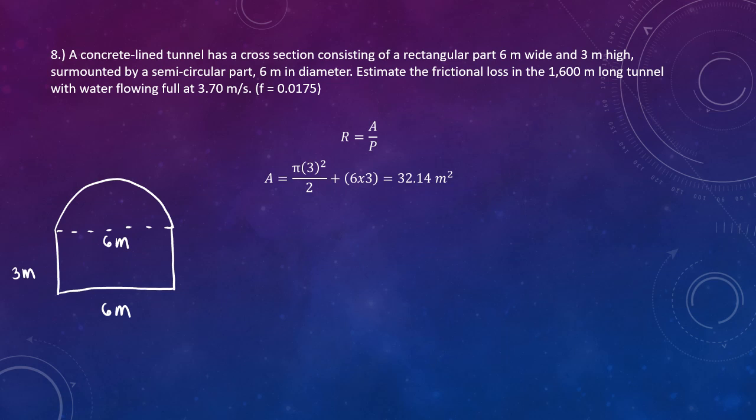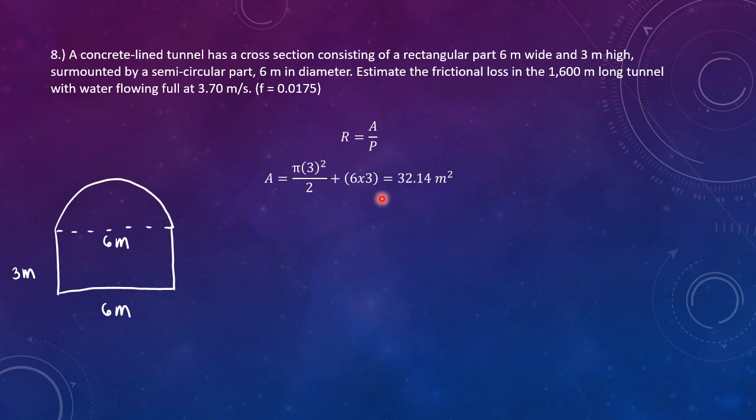For the area, that is equal to the area of the semicircle plus the area of the rectangle. For the area of the semicircle, that is 1/2 the area of a circle, so 1/2 pi r squared, wherein the radius is 1/2 of 6 meters, that is 3 meters. And for the area of the rectangle, that is 6 meters times 3 meters. Therefore, the area is equal to 32.14 square meters.